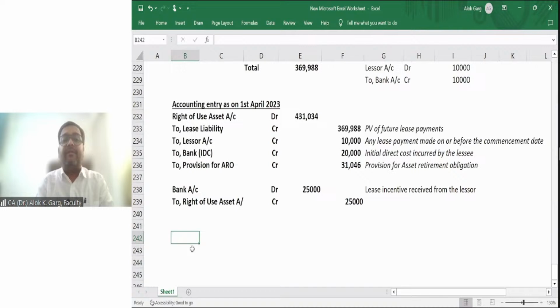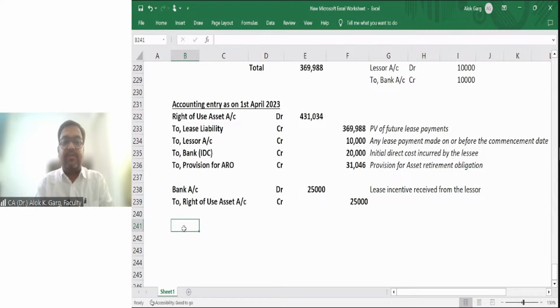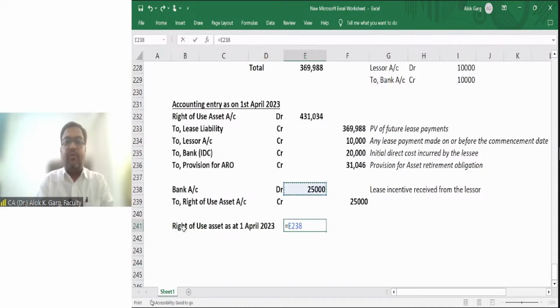What is your final right of use asset? Your final right of use asset as of 1st April 2023 will come as 431034 minus 25,000, which is 406034.